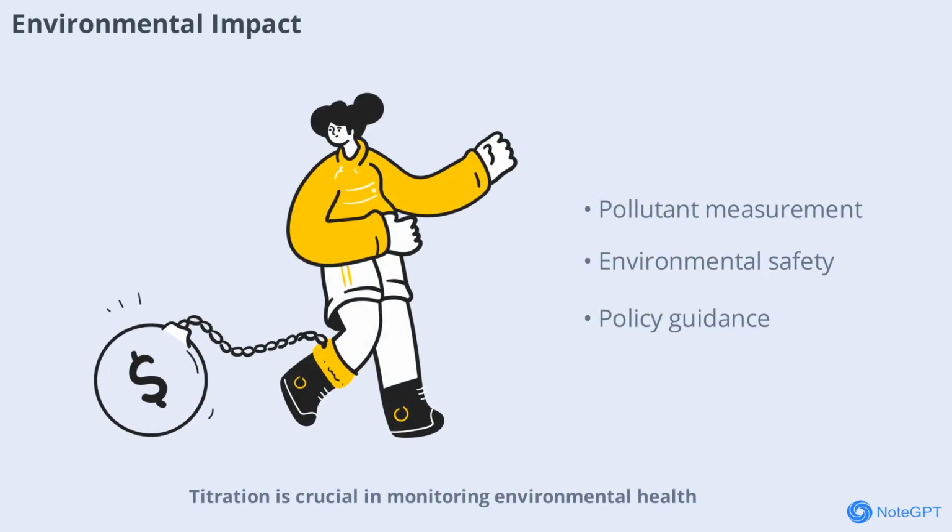Titration is crucial in monitoring environmental health. Scientists use it to measure pollutants in water, soil, and air. By determining the concentration of harmful substances, titration helps guide environmental policies and cleanup efforts. Its accuracy and reliability make it an indispensable tool for protecting our planet and ensuring public safety.